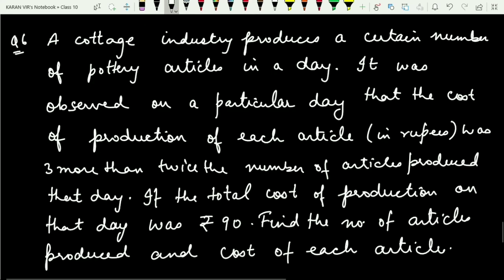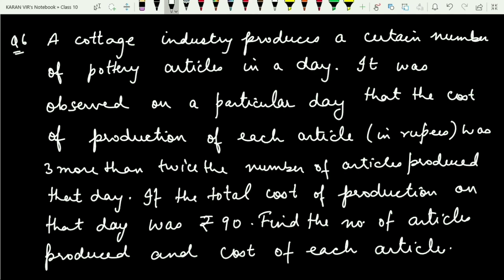So moving to the last question. A cottage industry produces a certain number of pottery articles in a day. It was observed on a particular day that the cost of production of each article in rupees was 3 more than twice the number of articles produced on that day. If the total cost of the production on that day was rupees 90, you have to find the number of articles produced and the cost of each article. So first we'll be finding the number of articles produced.